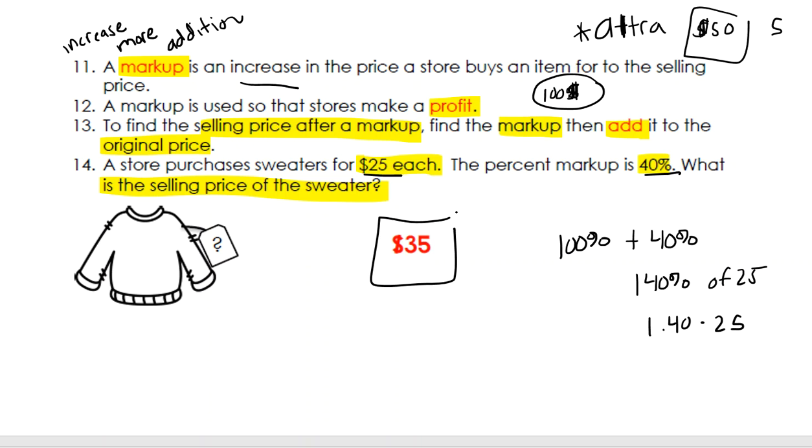So you can either find your markup and then add it back to the original price, or you can add the percent markup to the 100% and then find the full percent with the markup. Okay, now with that said, what I want you to do is turn over to the back side, and we are going to try some of these problems together.